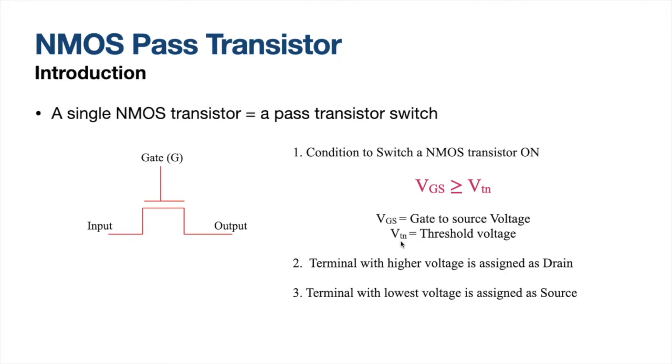Second condition, we generally write it as input and output. But which is going to be the source terminal and drain terminal? In order to determine that, first we should have knowledge about the voltage in the terminals. The terminal with the highest voltage will be the drain and the terminal with the lowest voltage will be the source. These three conditions we have to remember always.